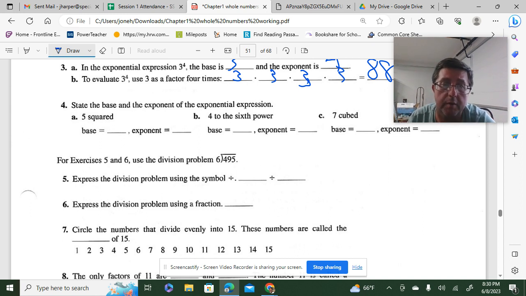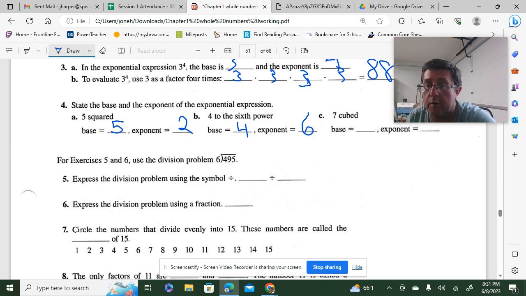Okay, so state the base and the exponents of the exponential equations. 5 squared. Well, it wants to know what squared is. And remember, when you square, you're multiplying 5 times itself. So it's only 5 times 5, which is 2 times. Now it says 4 to the sixth power. So your base would be 4, and your exponent would be 6, because it's saying the power.